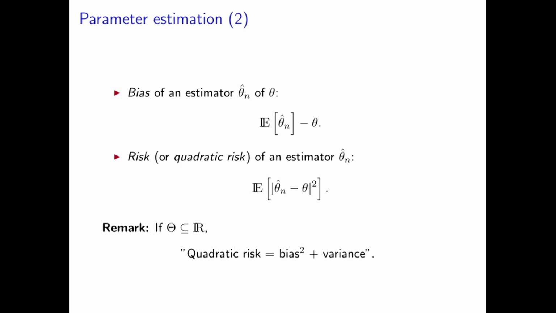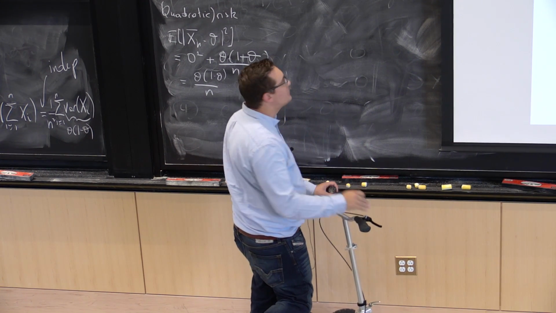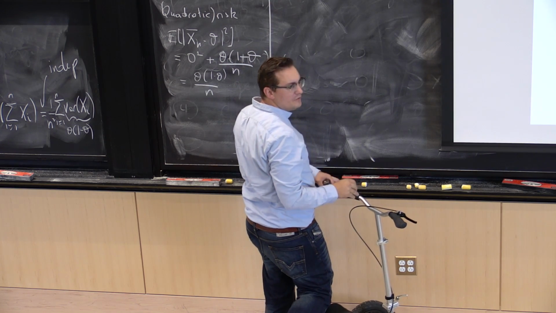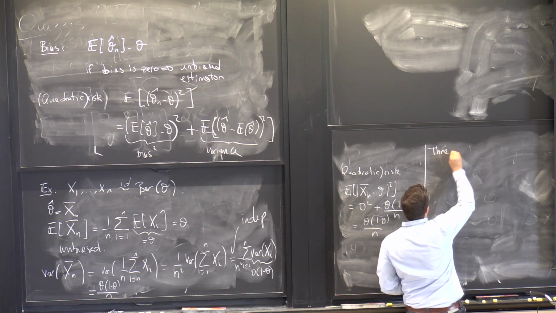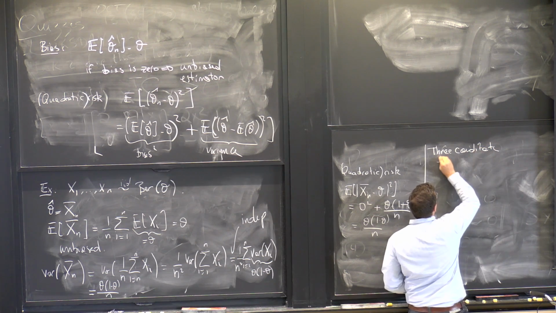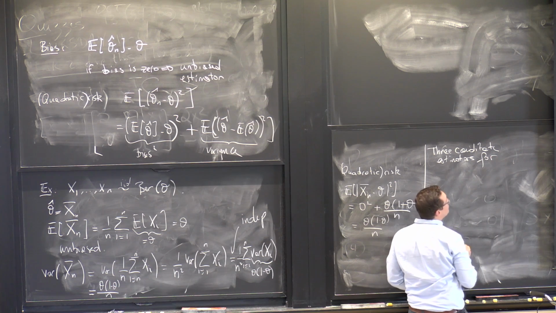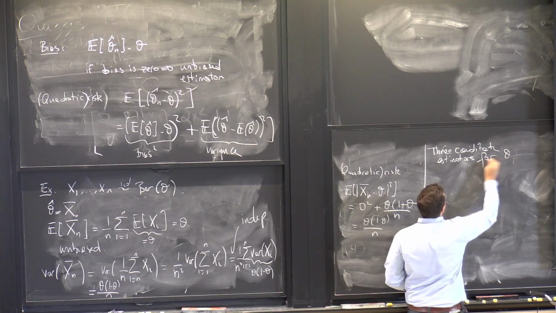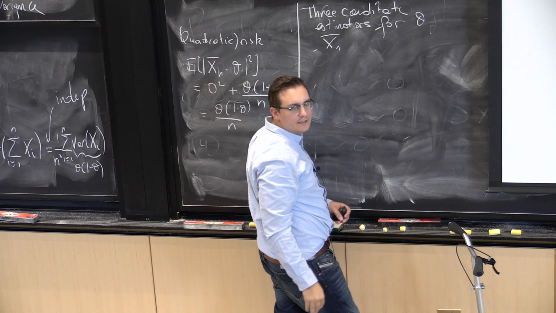So I don't have any colors here, so you're going to have to really follow the order in which I draw those curves. All right, so I'm going to give you 3 candidate estimators for theta. OK, so the first one is definitely X n bar. That will be a good candidate estimator.